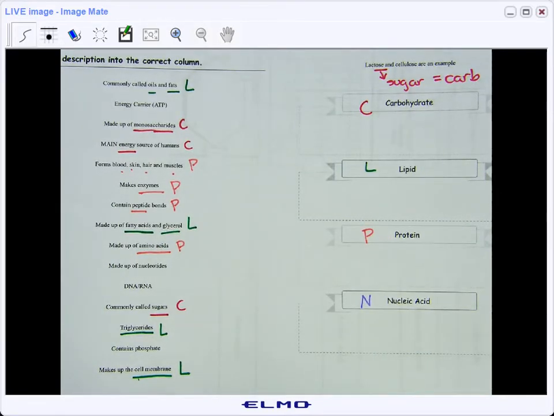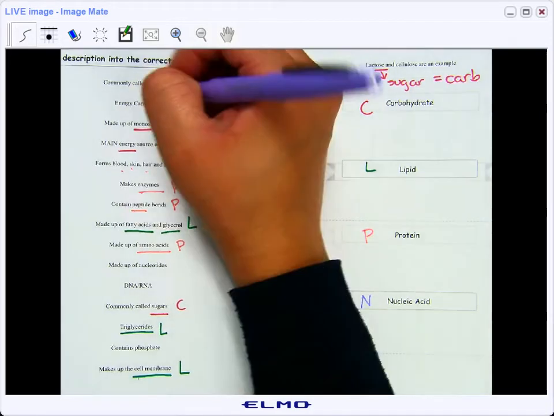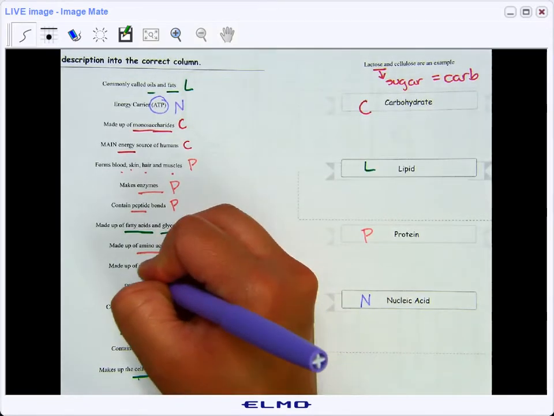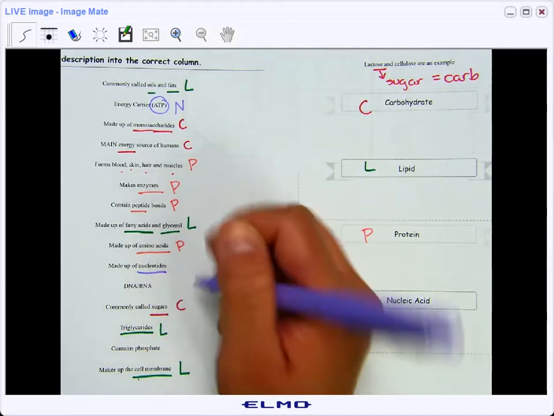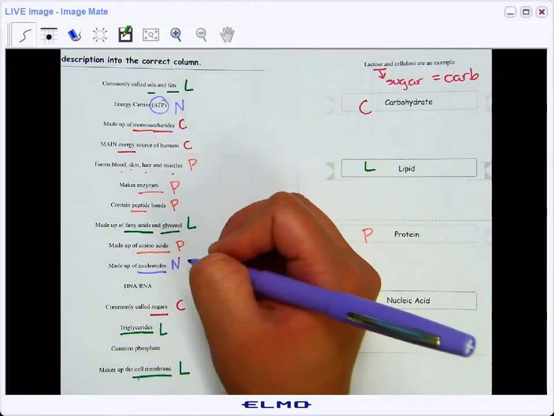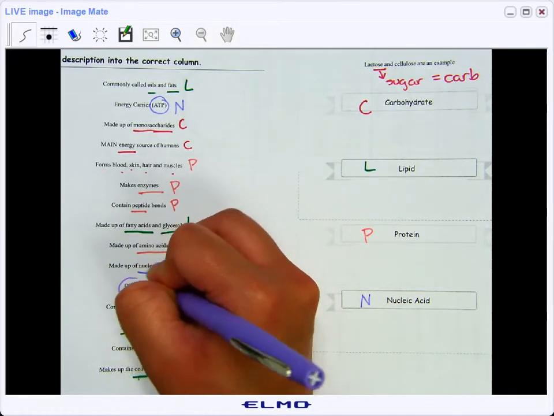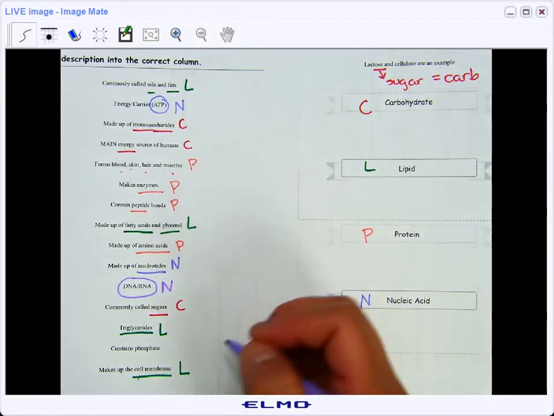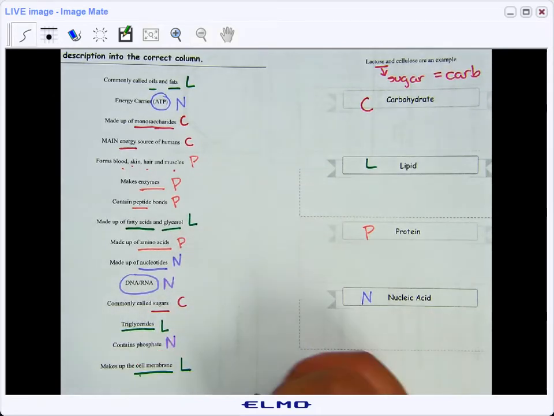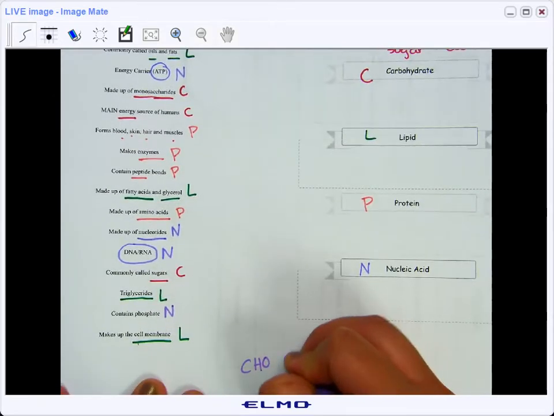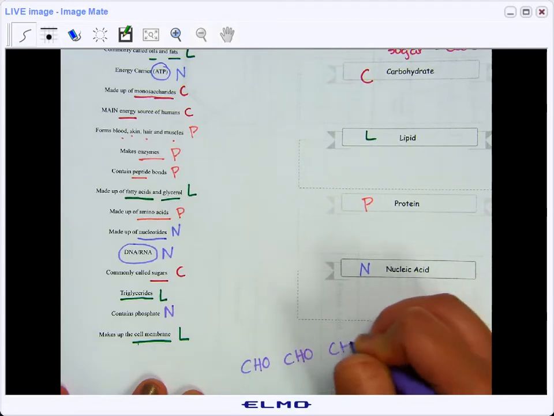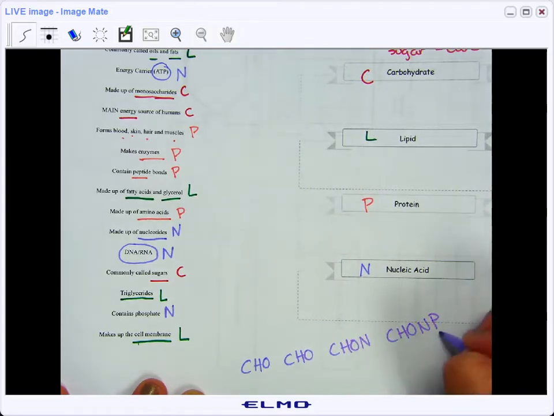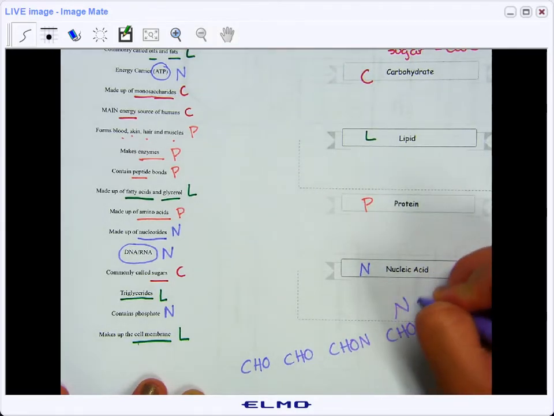And lastly, we have nucleic acids. Remember, ATP is a nucleic acid. Nucleotides are monomers of nucleic acids. DNA and RNA are nucleic acids. Contains a phosphate, that is also nucleic acids. Remember CHO, CHON, and CHOMP. The only one with a P is my nucleic acid.